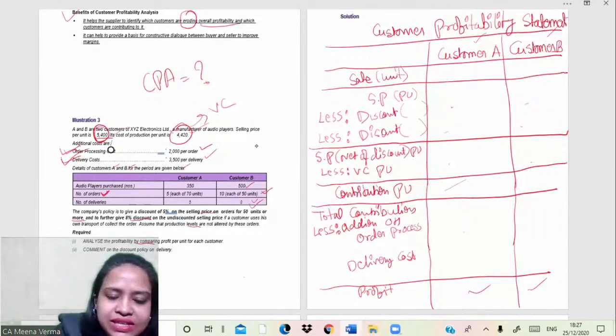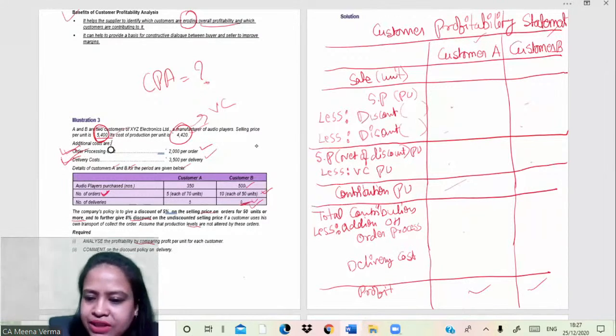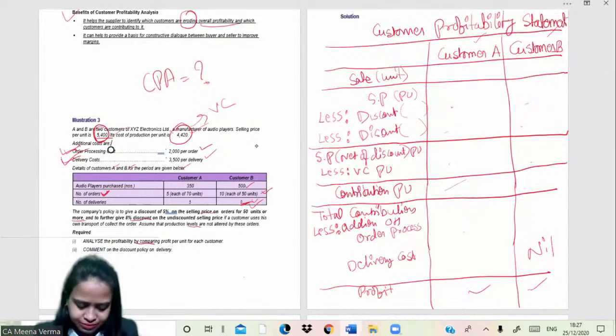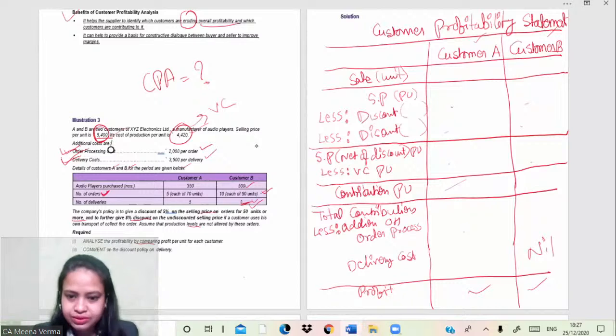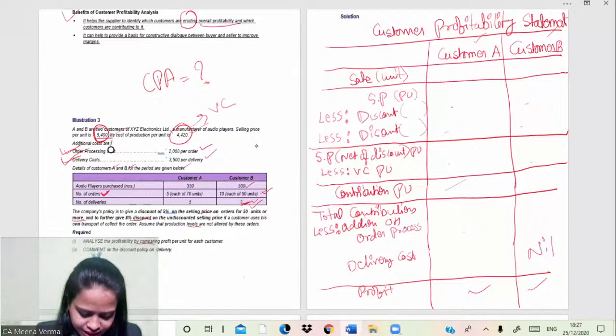Delivery cost, you can see here delivery is 0. So for B, the delivery cost will be nil. Since there is no delivery, the delivery cost will be nil here. Okay? Very good. Give me the answer. Profit for both customer A and customer B.